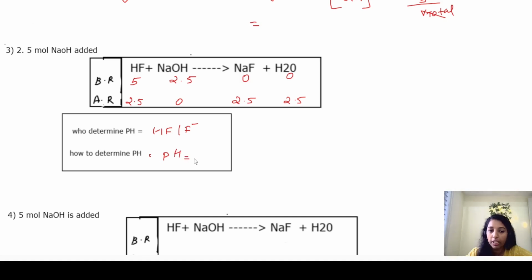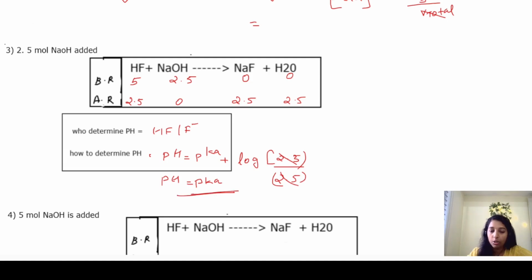So pH is equal to pKa plus log of the base over acid. As I told you, instead of concentration you can just consider the number of moles. So here it is 2.5, and the excess moles of HF is also 2.5. So the 2.5 cancels. Log 1 is equal to 0, isn't it? So this time pH is equal to pKa. That's the importance of this point.